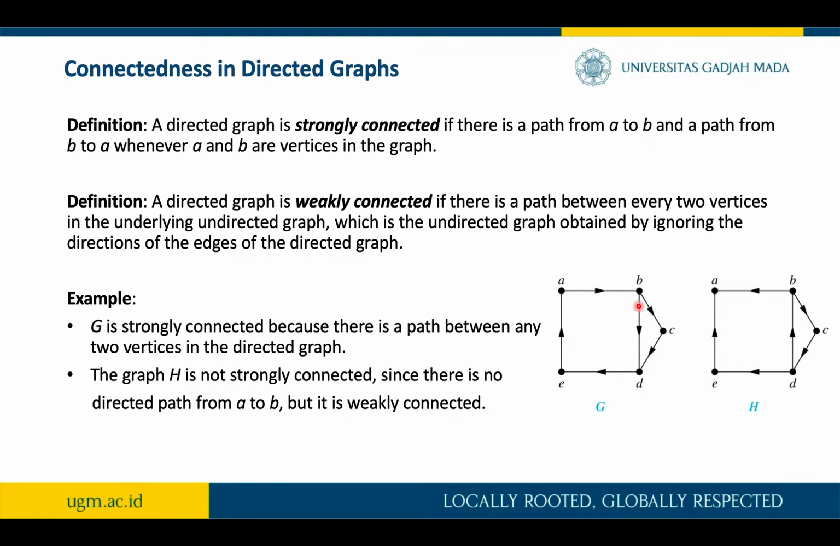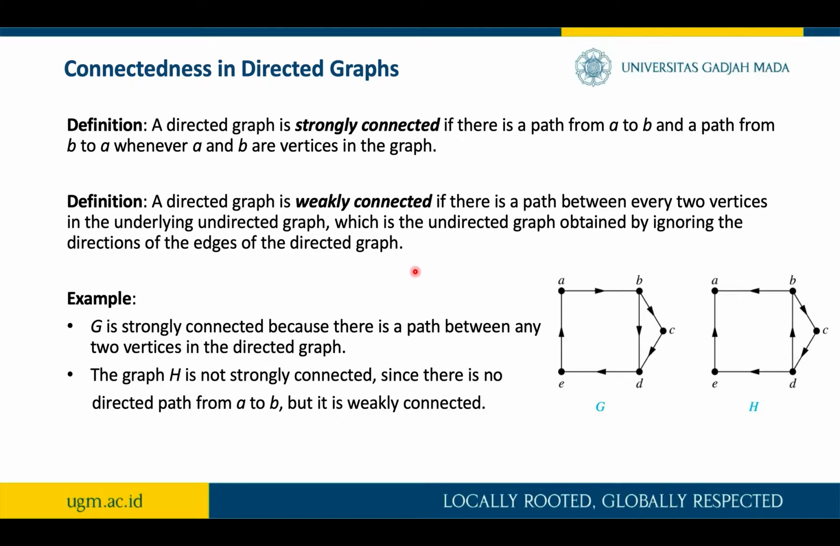An example of a strongly connected graph is this one, graph G, because here if you pick any two vertices as the initial and terminal vertex, then you can always find a path. So from A to B we have a path, from A to C we have also a path. From C to A we have a path, from D to B we also have a path here. So this is a strongly connected directed graph.